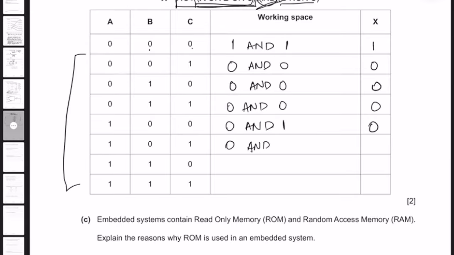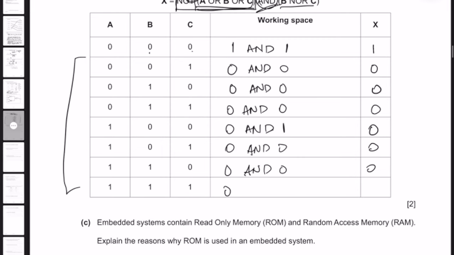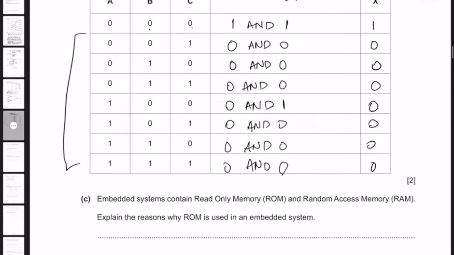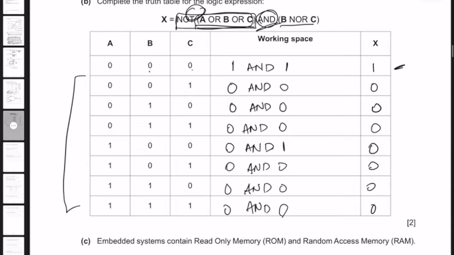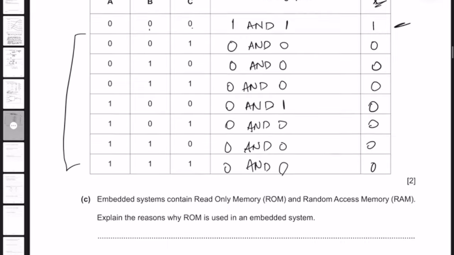And this is also 0, so that's a 0. So 0 and 0, 0. Alright, this is a 0 and 0, so 0 again. So only one case where we get a true value for x, so that's that.